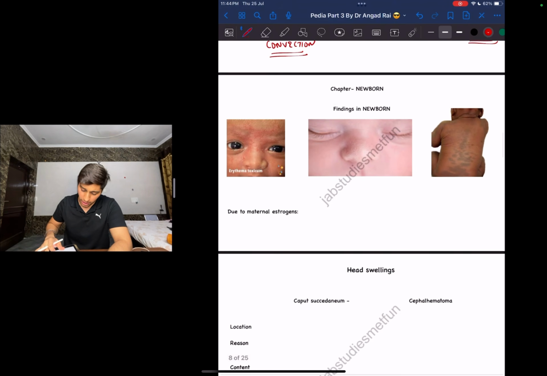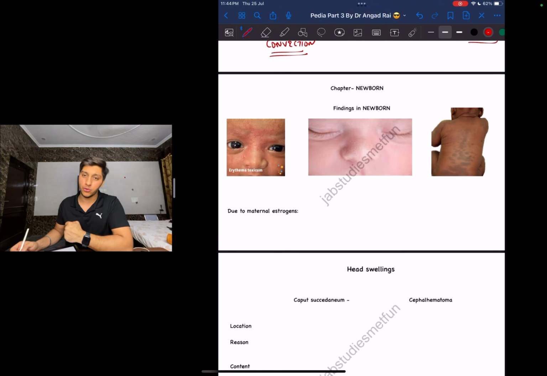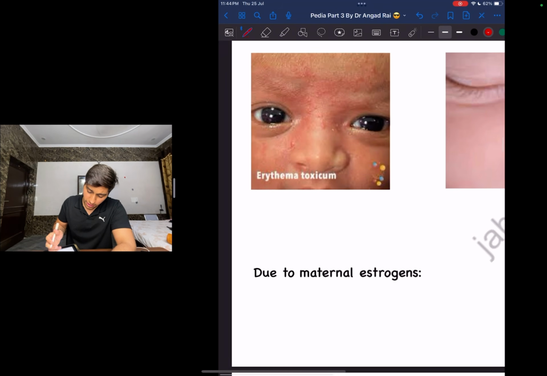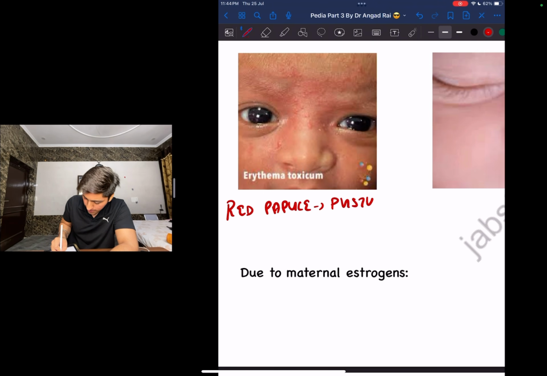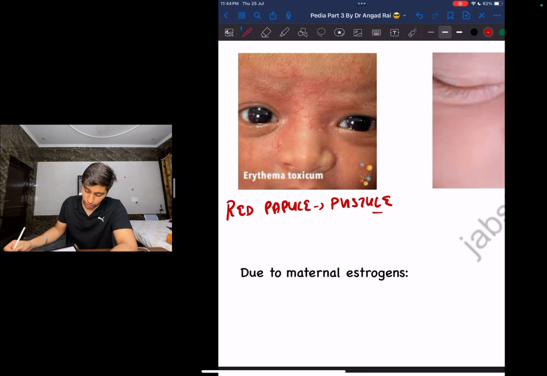All right, moving on. Let's talk about the findings seen in a newborn. Over here, if you talk about derma, this is going to be red, papules can be seen, and even some pus-filled lesions, so you can see pustules, right? Guys, this condition is erythema toxicum.